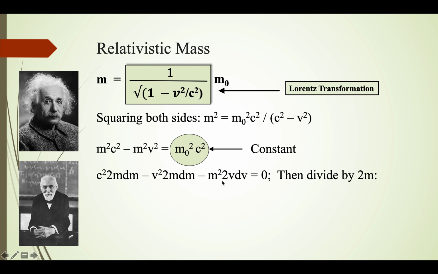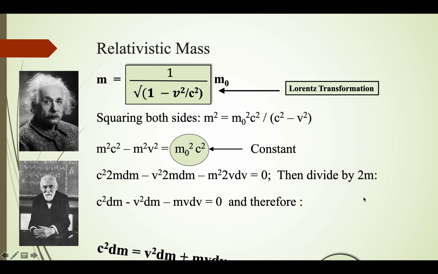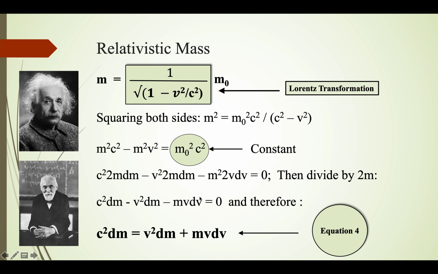And now we can divide by 2m. We have 2m here, here, and here. And when we do that, we have c squared dm minus v squared dm minus mv dv equals 0, and therefore c squared dm equals v squared dm plus mv dv, and this will be equation 4.